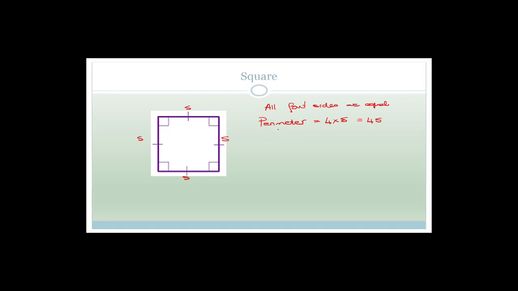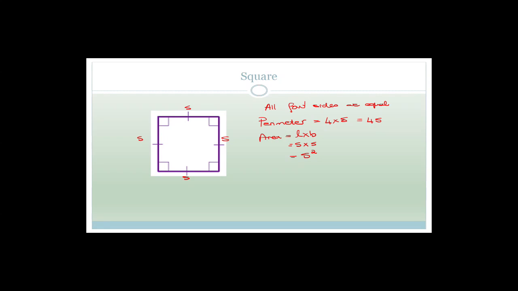Nice and easy here. The area of any four-sided figure is always length times breadth, okay? But in this case, do you agree that if this was our length, we could replace it with an S, and if this was our breadth, we could replace that with an S? So therefore, it is S squared. So the perimeter of a square is 4S, where S stands for side, and the area is S squared.